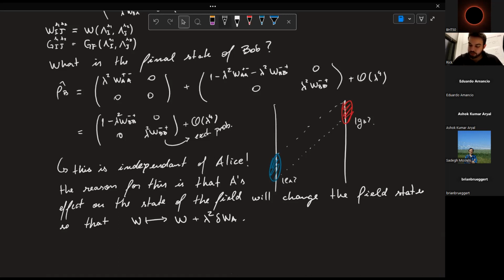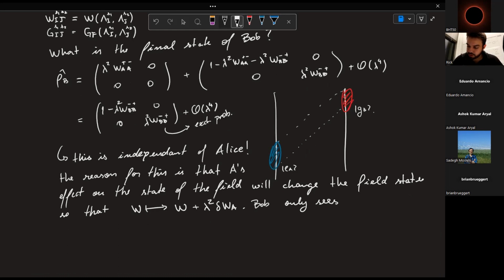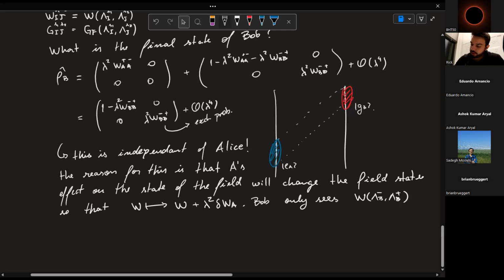Okay. Now, Bob only sees W of lambda B minus lambda B plus. Whatever state the field is at when Bob interacts with it, Bob will only see this term, which is the excitation probability. That's a calculation that we did before. And the worst thing is this comes with a lambda squared.